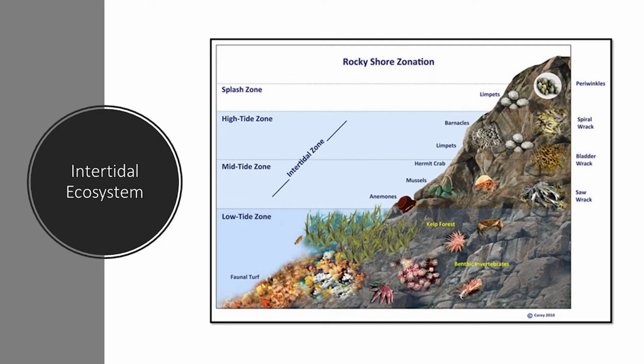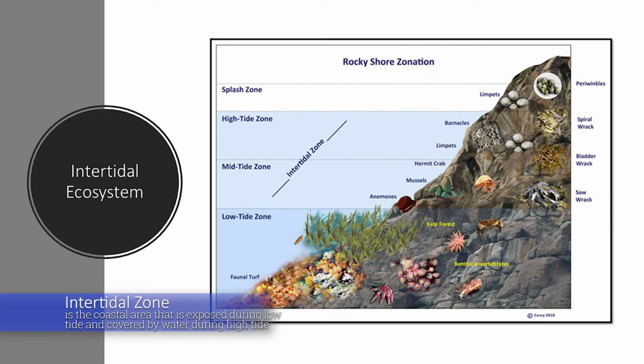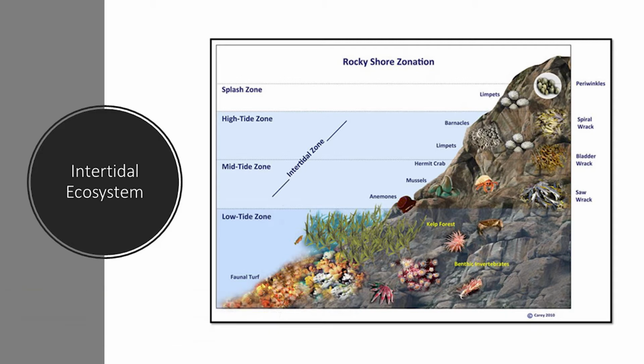What is the intertidal ecosystem? Here in Washington, there are 2 high tides and 2 low tides every day. The intertidal zone is the coastal area that is above water during low tide and below water during high tide. This ecosystem can offer many different types of habitats, from rocky shores to sandy beaches and mudflats. Different animals live in these different habitats and have adapted physical characteristics to help them live there.